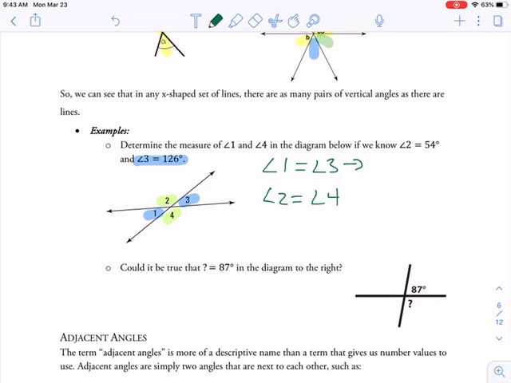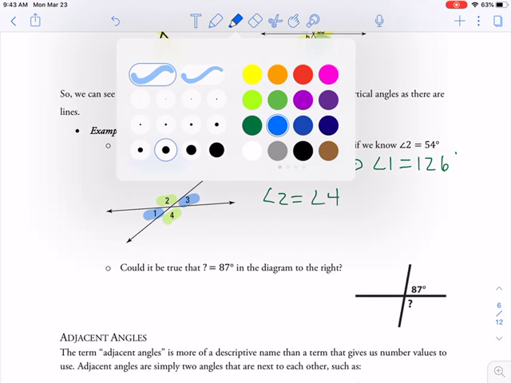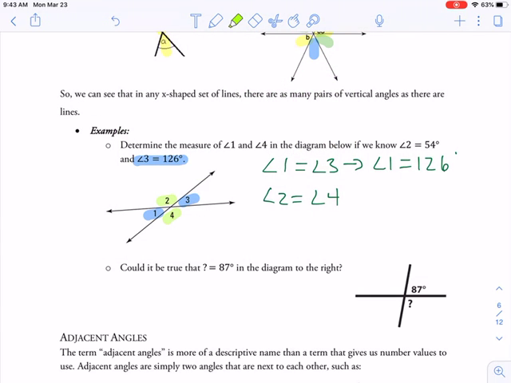Then we know that angle 1 also has to be equal to 126 degrees, okay, because they are across the X from each other. And similarly, we know that 2 and 4 are across from each other, and we know that angle 2 in particular is 54 degrees, so that means that angle 4 must also be 54 degrees. Okay. So there we go, that's the measure of the missing angles as requested.